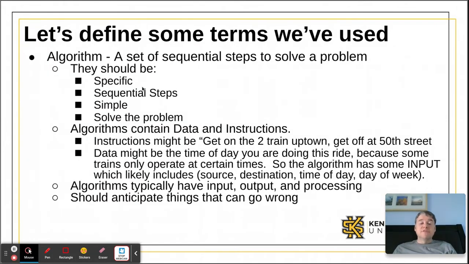So, algorithms should be specific. Computers don't understand gray. Things are either black or white. 0, 1, true, false, power, no power. There is no middle ground with a computer. You have to give it a specific set of instructions. The specific set of instructions have to be understandable by the computer. They have to be written in a computer language eventually. But while you're writing the algorithm, although the language doesn't matter, they still need to be specifically what you want the algorithm to do at every possible moment.